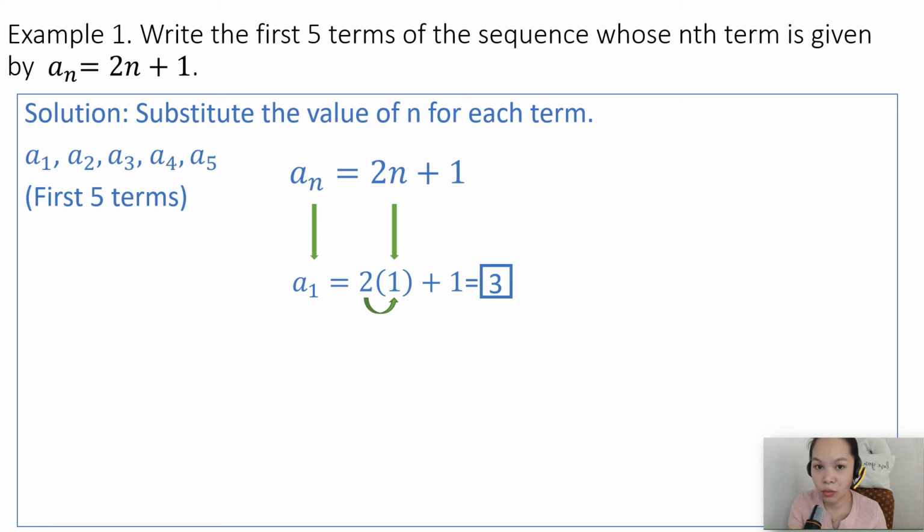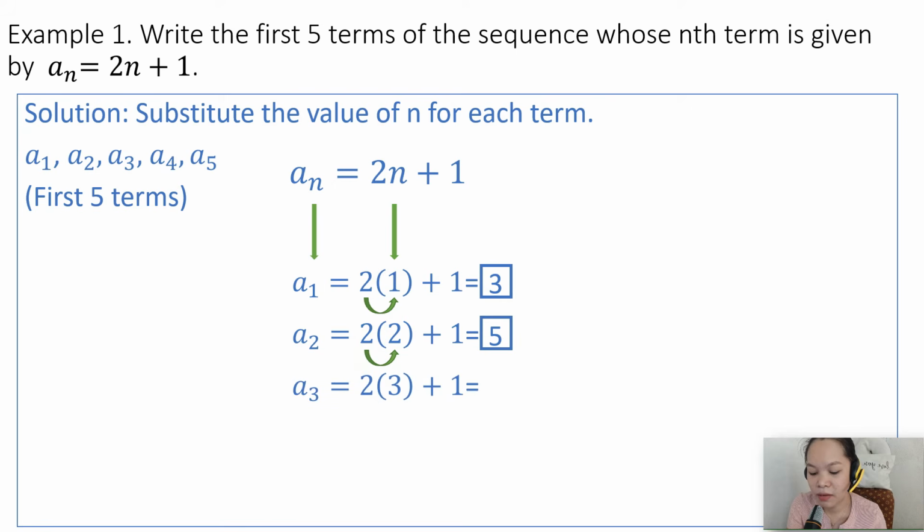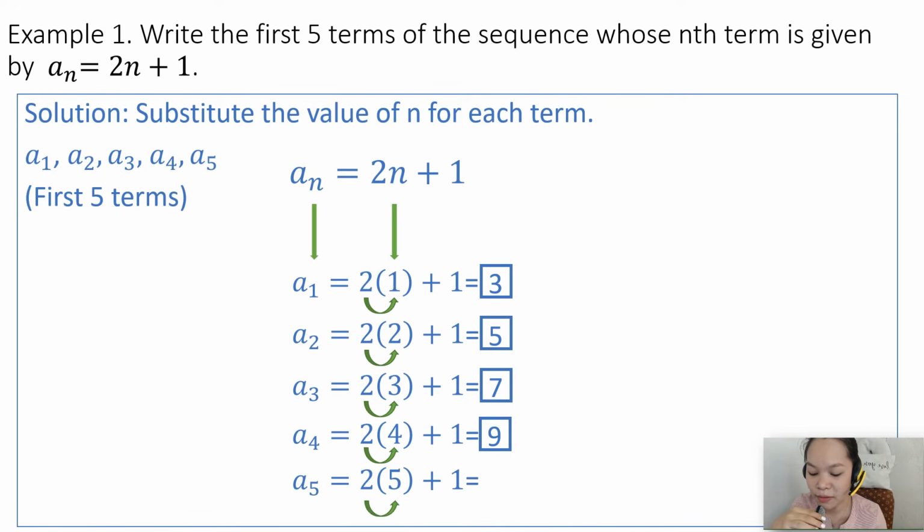Next, for a2, substitute 2 for n. So we have a2 is equal to 2 times 2 plus 1. And that is, of course, 2 times 2 is 4, plus 1 is just 5. And then the same procedure would go through after solving it. So for a3, a4, and a5, the same procedure: just multiply first. So we have 2 times 3 plus 1 is 7. For a4, we have 2 times 4 plus 1 is 9. And for a5, we have 2 times 5 plus 1 is 11.